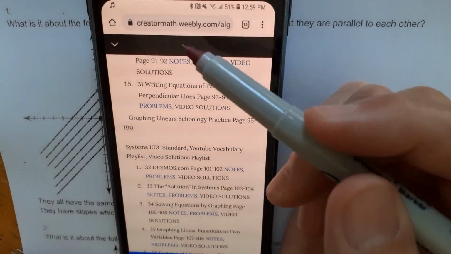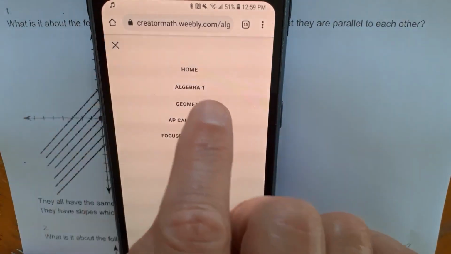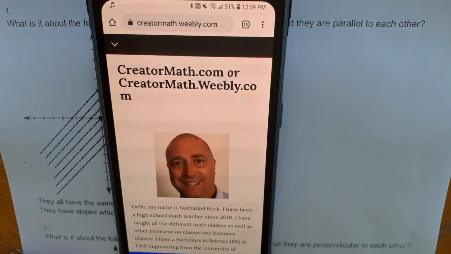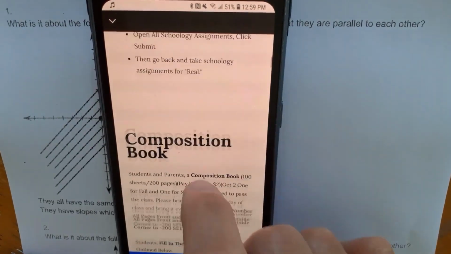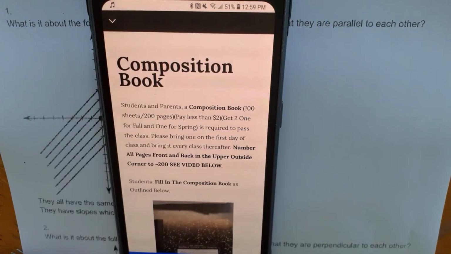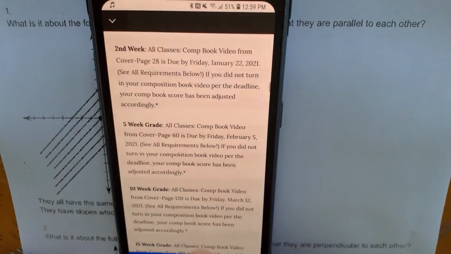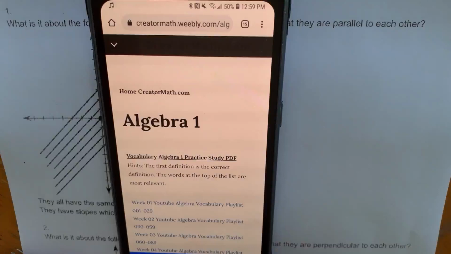There we go. So here's the website name, CreatorMath.weebly.com. Type that into Google, and hopefully you get to this home page. If you have any questions about the composition book, even late into the semester, please scroll down to where it says composition book. Read all the directions, watch all the videos, adhere to the turn-in dates, and put things where they belong. As long as you have notes on there, you should have a 90 to 100% on your composition book.